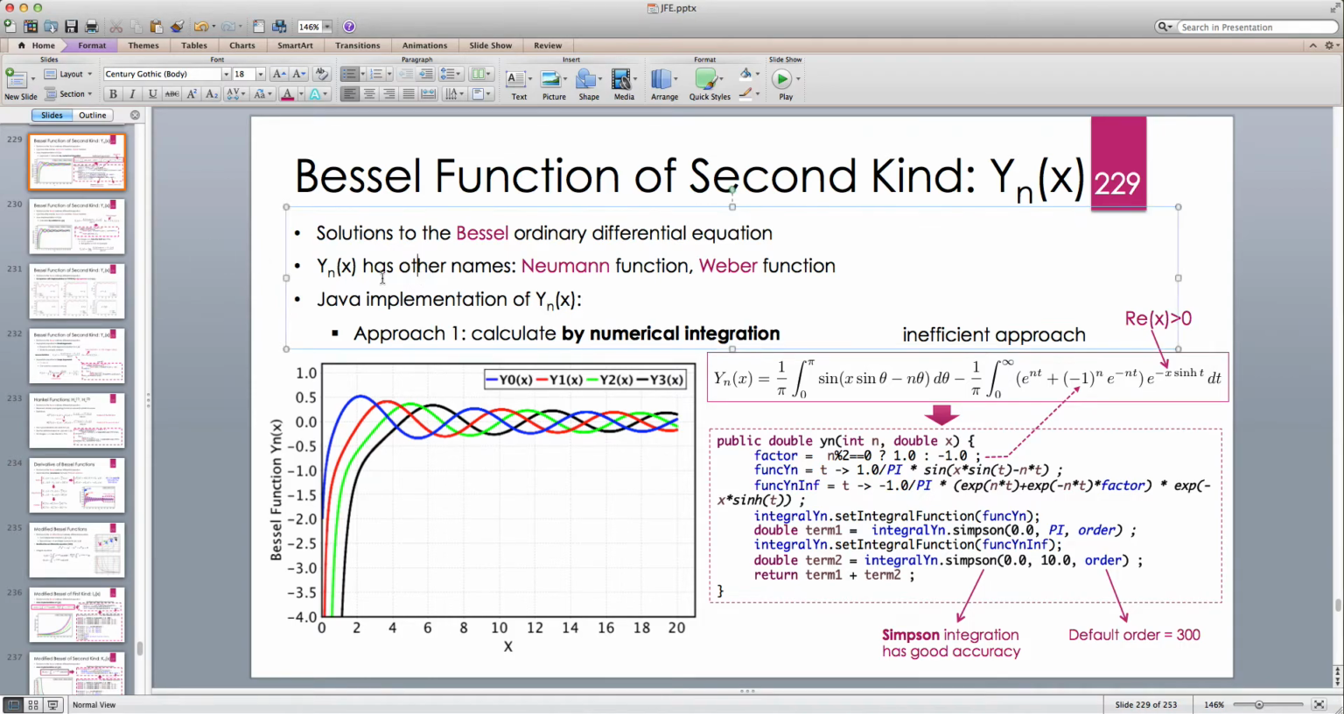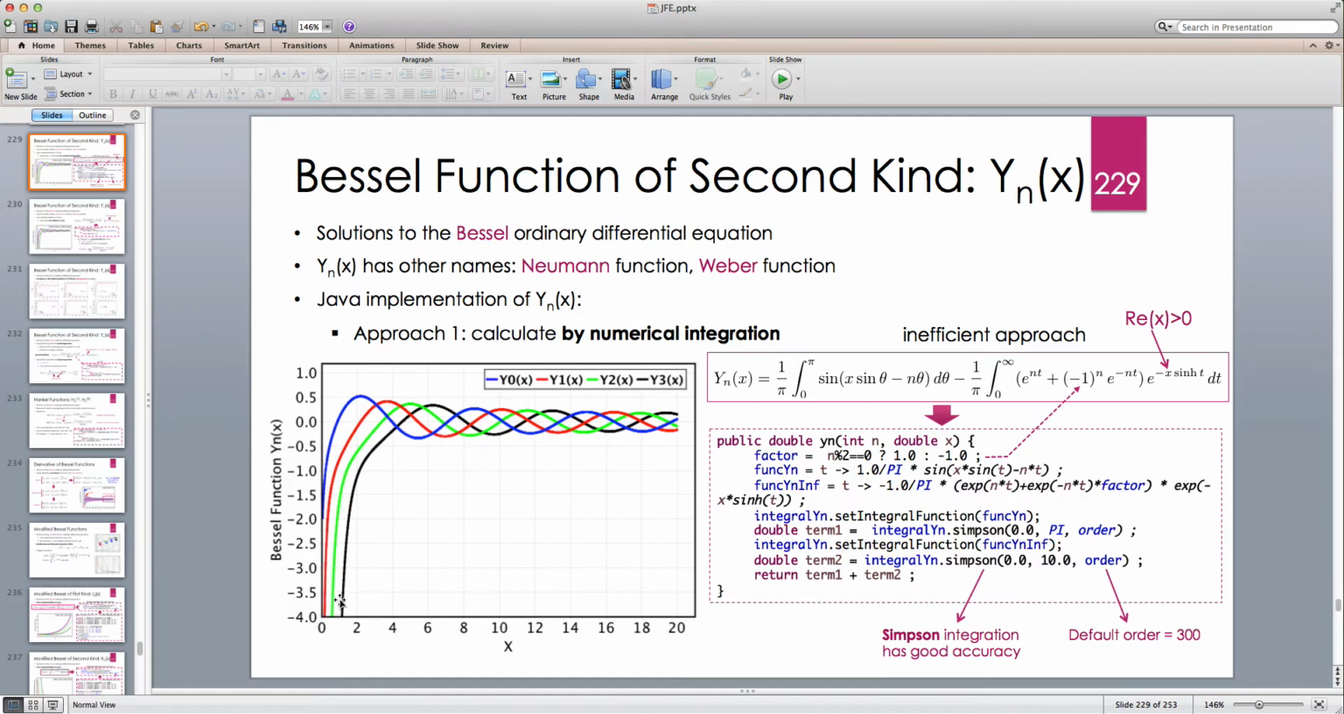But first, let's look at the yn or y nu. And this yn, again, it's obviously a solution of the differential equation, the Bessel equation. And it also has other names such as Neumann function or Weber function. It's typically known as the Neumann function. And again, a similar approach that we took for Jn, we can also take for yn, aka we go with the integration. So yn is given as an integral function. And all these yn functions have the property that they go to minus infinity as x approaches 0 from the positive side.